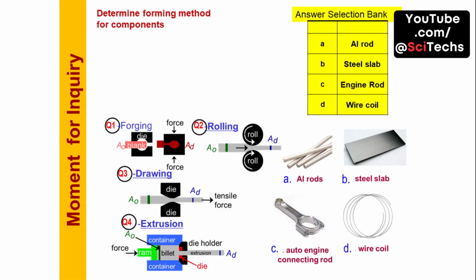Let's determine the forming methods for different components. Match each item with its corresponding forming process: forging, rolling, drawing, or extrusion. Now, let's review the answers. Each component has a specific forming method that best suits its shape and function.